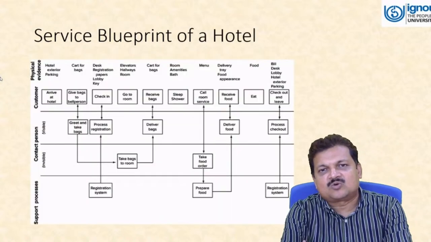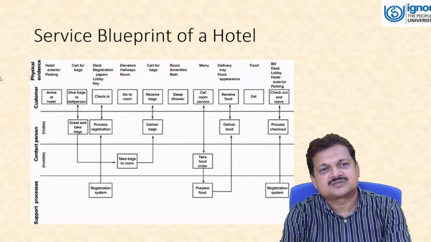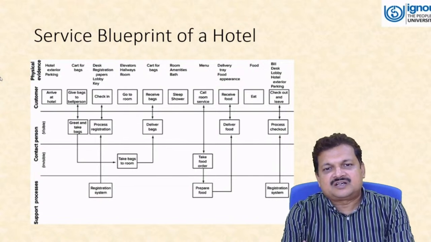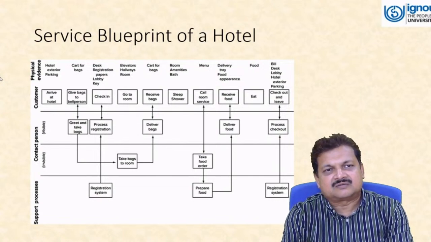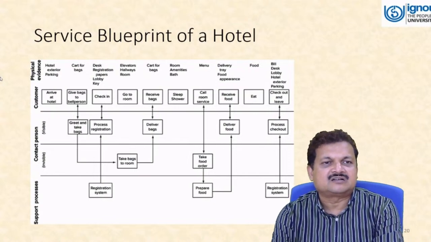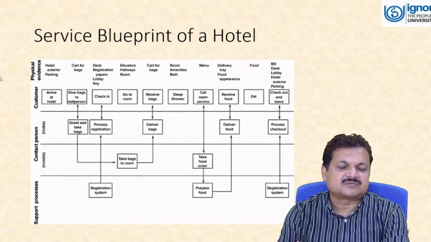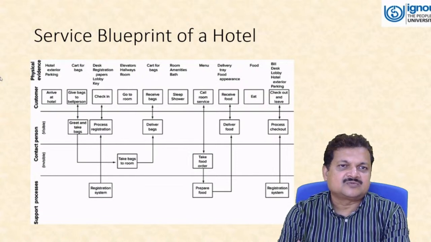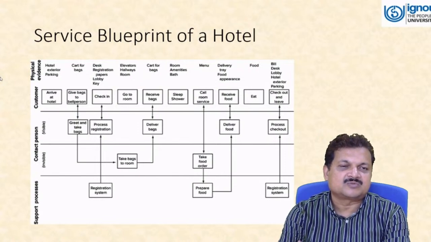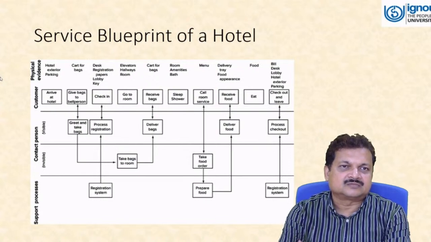So let us go through a particular hotel to understand how service blueprints work. When you are entering from the right-hand side, you see the registration system, and before that you come to the left-hand side. When the customer first arrives at the hotel, you go to the reception of the hotel and give your bags to the bell person. The person who is going to book your ticket finds out what kind of things are there, and on that basis he sees and delivers the services.